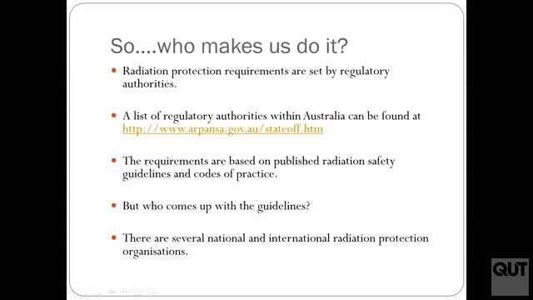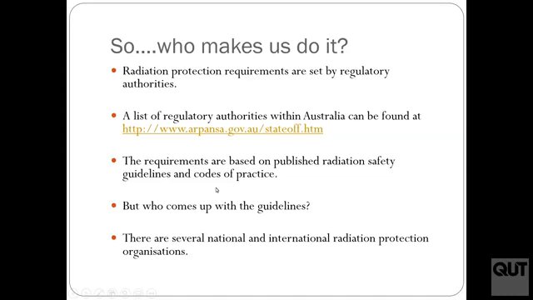So who makes us do it? Well, the radiation protection requirements are set by different regulatory authorities. Within Australia you can find them at ARPANSA. This website here is arpansa.gov.au. ARPANSA is the Australian Radiation Protection and Nuclear Safety Authority. The requirements are based on published radiation safety guidelines and codes of practice, and they come from various different sources.